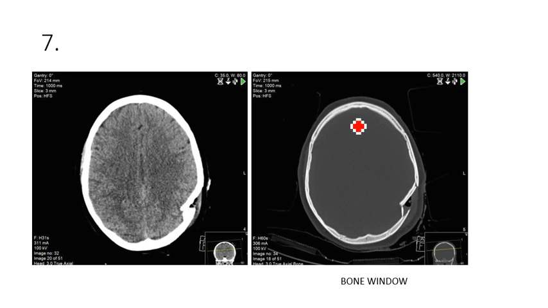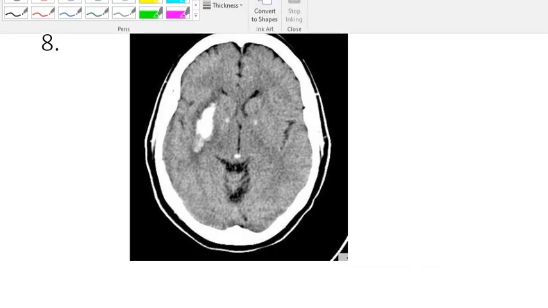Okay, what are we seeing here? We want to look at the bone window. We see a fracture there. But what kind of fracture is this? We are seeing it's going into the brain tissue. When a fracture starts going into the brain tissue, it's called depressed. So you say, I can see an obvious depressed skull fracture. So that should be very easy.